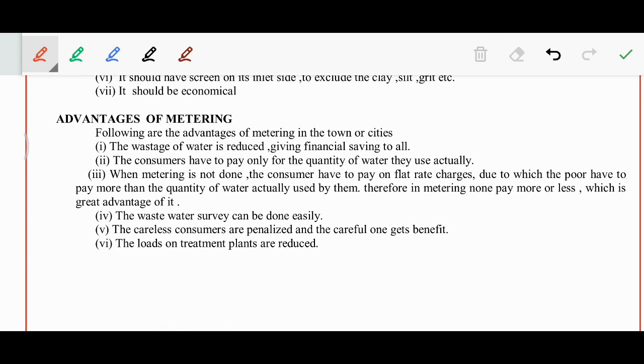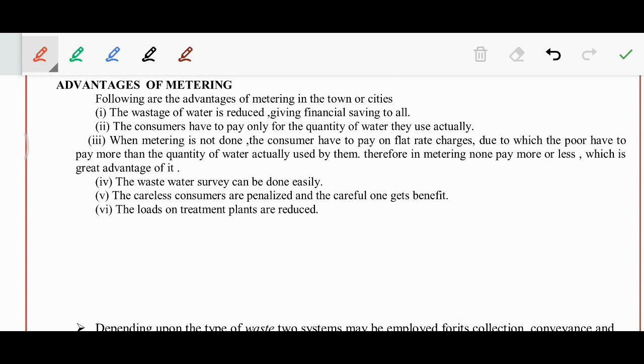Right? So the advantages of a meter: the wastage of water is reduced. Obviously, if you put a meter in your house, you will use water according to the usage. So obviously wastage of water is reduced, giving financial savings to all, right? If you save the water, obviously it will save your money. The consumers have to pay only for the quantity of water they actually used.